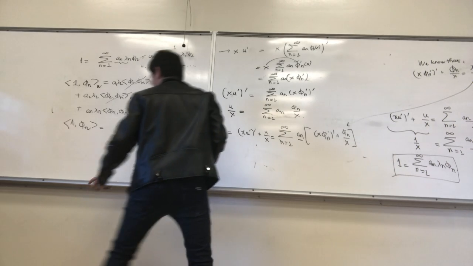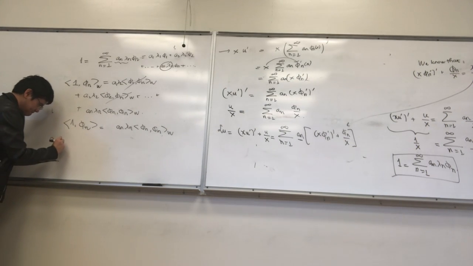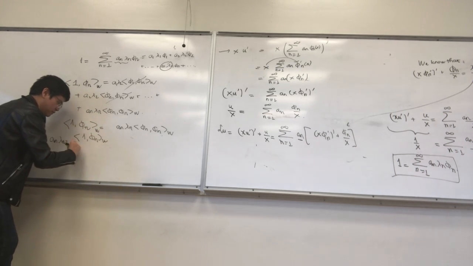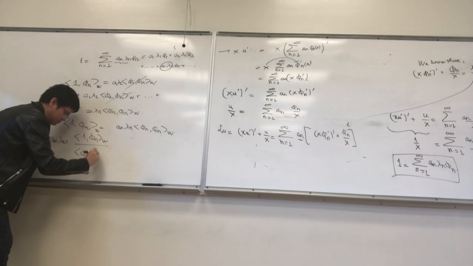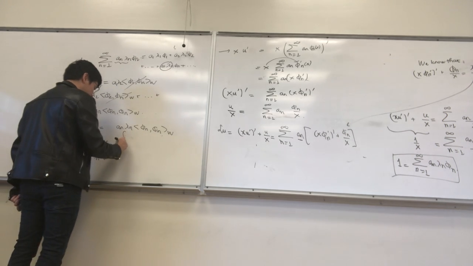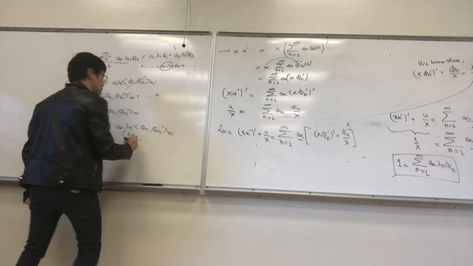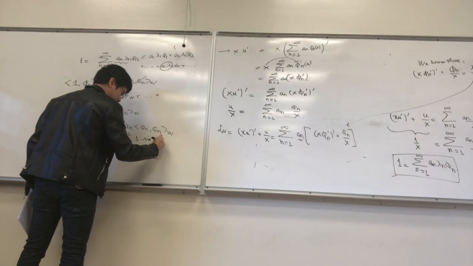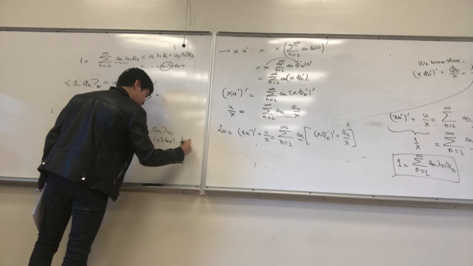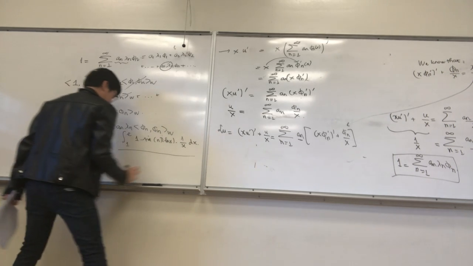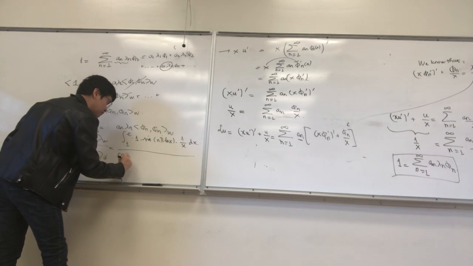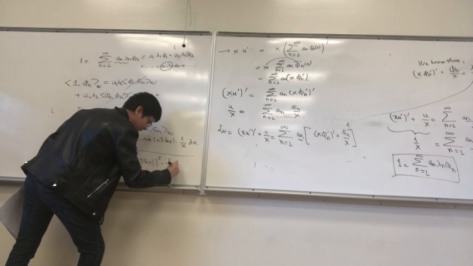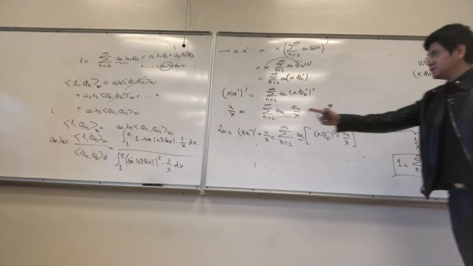Which means that a_n lambda_n will be the inner product of 1 and phi_n w over phi_n phi_n w. This gives me the integral from 1 to e of 1, what is the form of phi_n? Phi_n is sine of n pi log x, but I have to multiply with 1 over x dx. And here I have the integral from 1 to e of sine of n pi log x squared times 1 over x dx, right? This is the formula of a_n lambda_n.